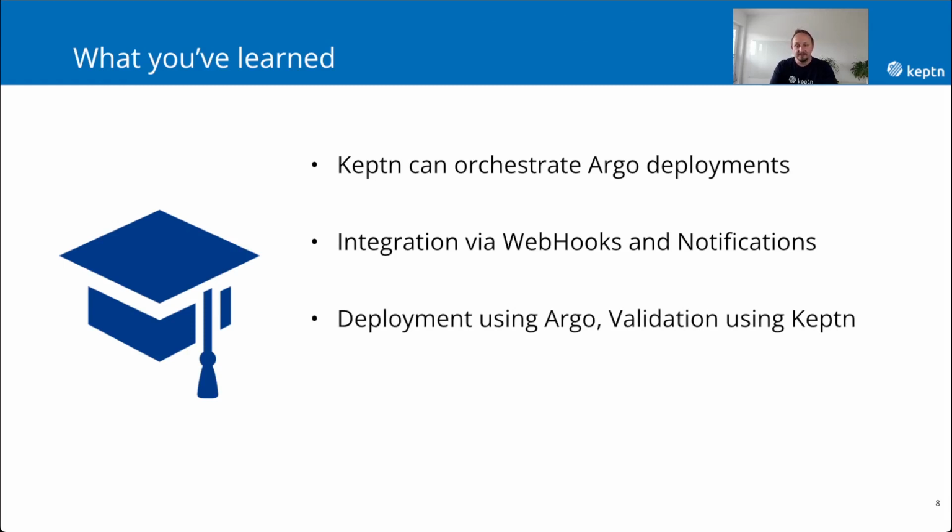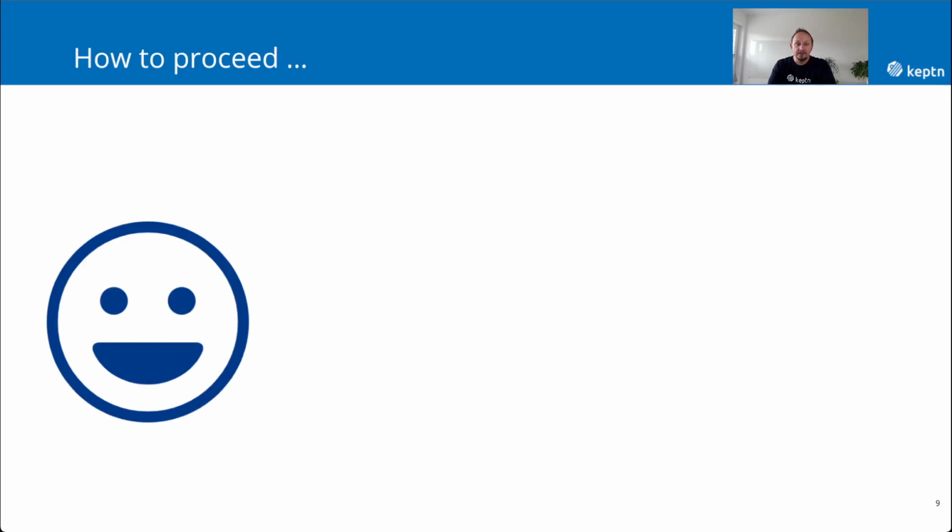Furthermore, the deployment is done using ArgoCD, the validation using Keptn. And you can do some promotion via pull request. This is currently work in progress, so there is also already a Git promotion service, but this will be improved in further consequence. So how can you proceed?